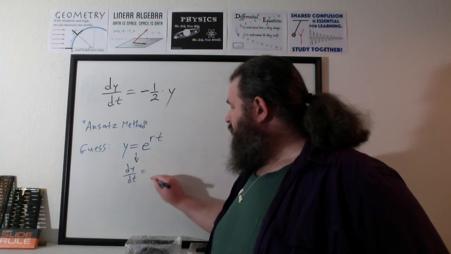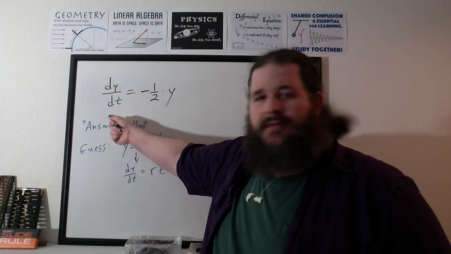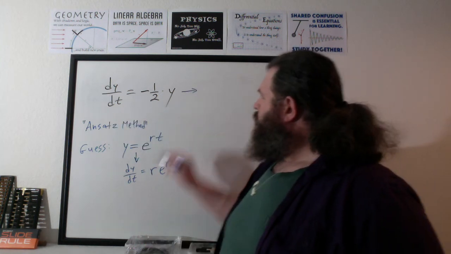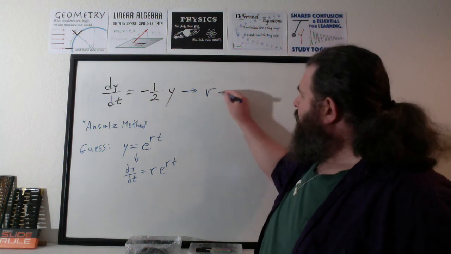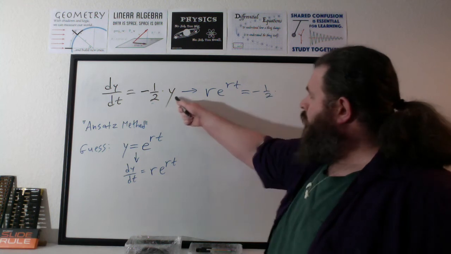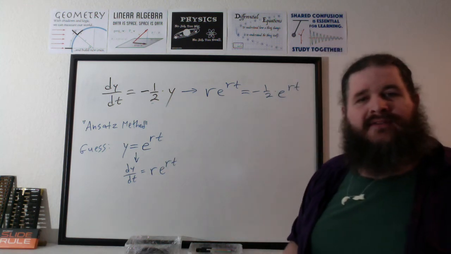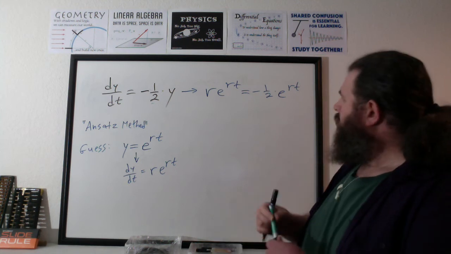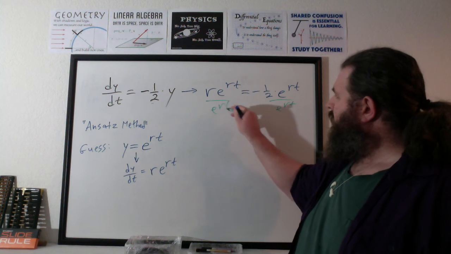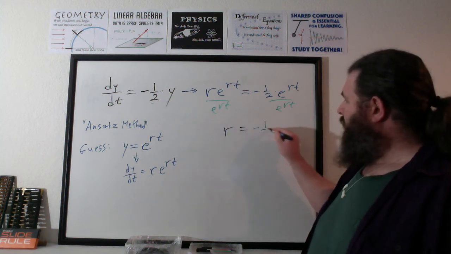The derivative of e to the rt would be r e to the rt. So we can replace y and dy/dt in the original equation with these formulas. dy/dt becomes r e to the rt, equals negative 1/2 times y, which is e to the rt according to our guess. At this point, we have an e to the rt on both sides, so we can divide both sides by e to the rt, cancel that out, and we're left with r equals negative 1/2.